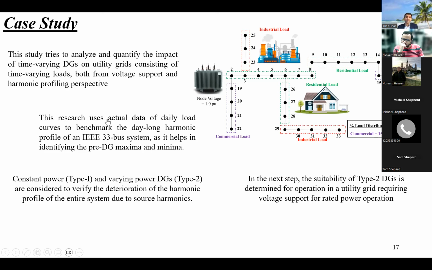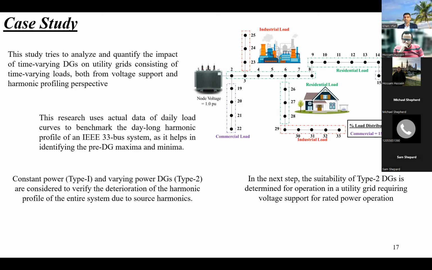However, we implemented that data on the 33 bus system. We generated our own 33 bus system based on this data. It uses actual data of the daily load profile to benchmark the day-long harmonic profile of a 33 bus system. It helps identify the maximum and minimum points before connecting DG.